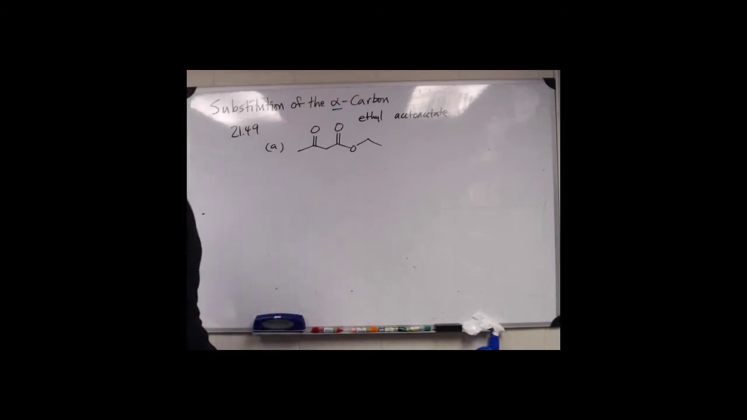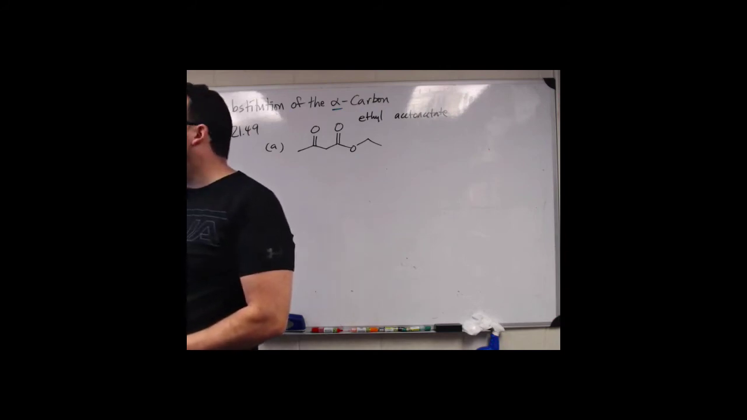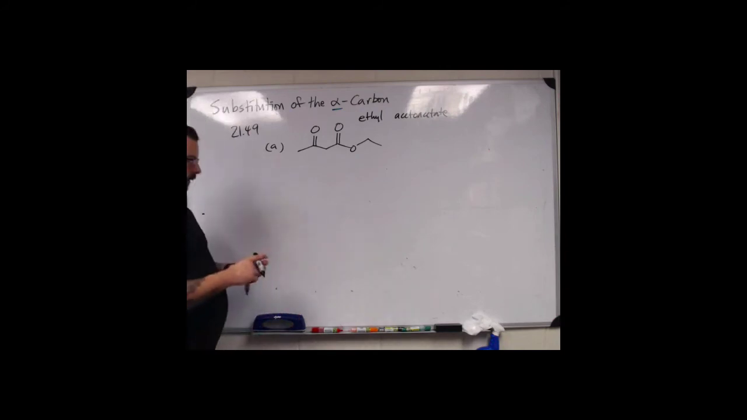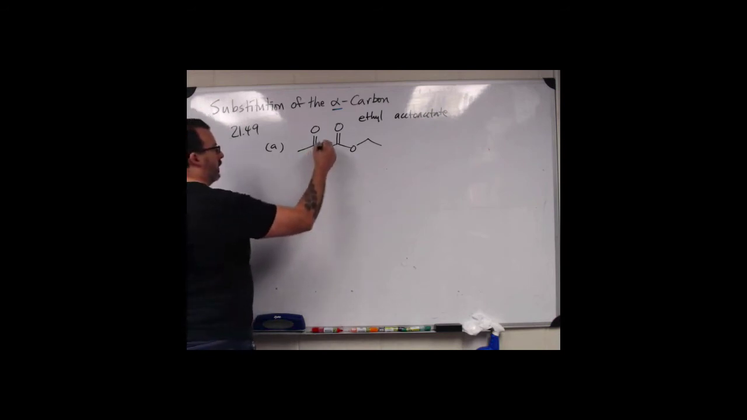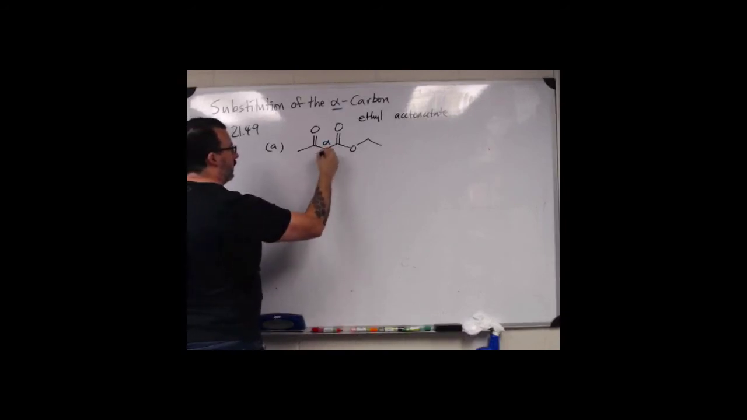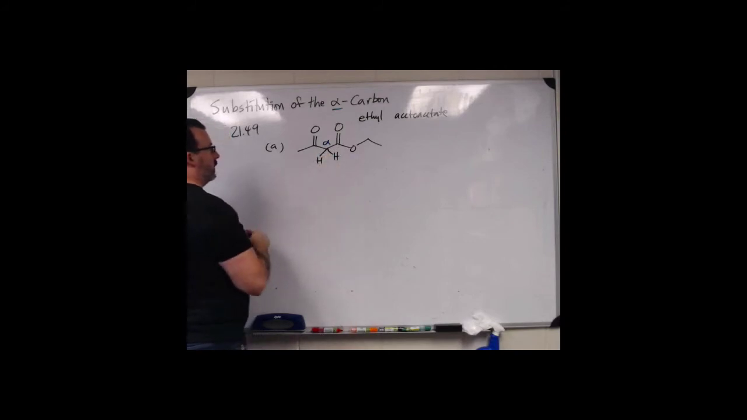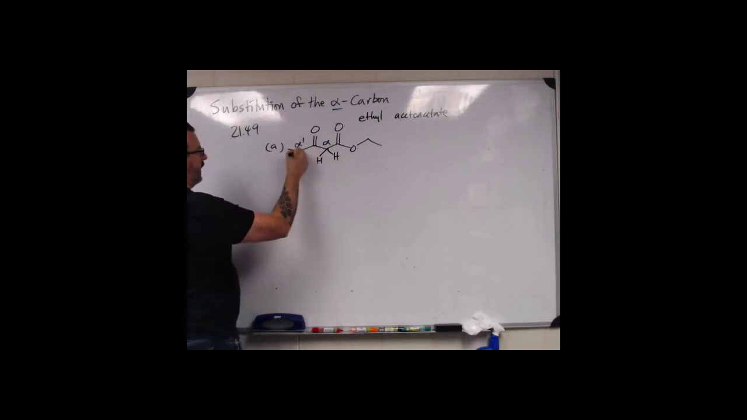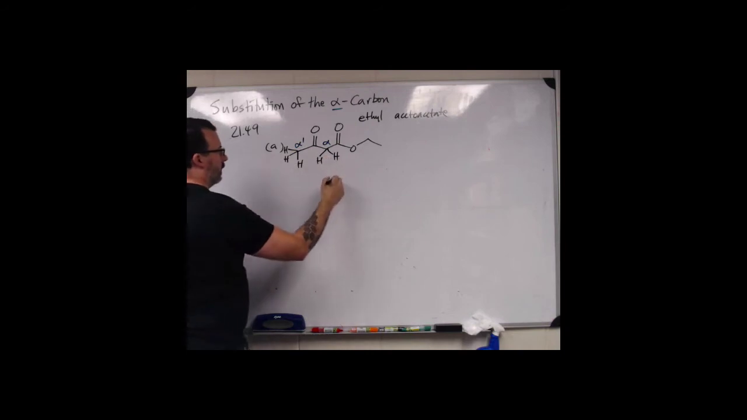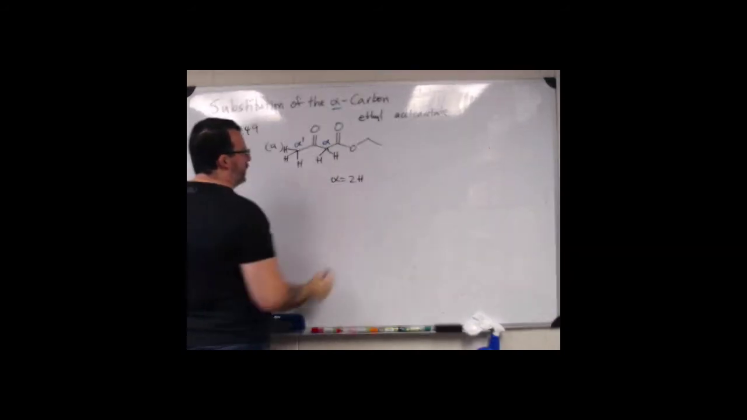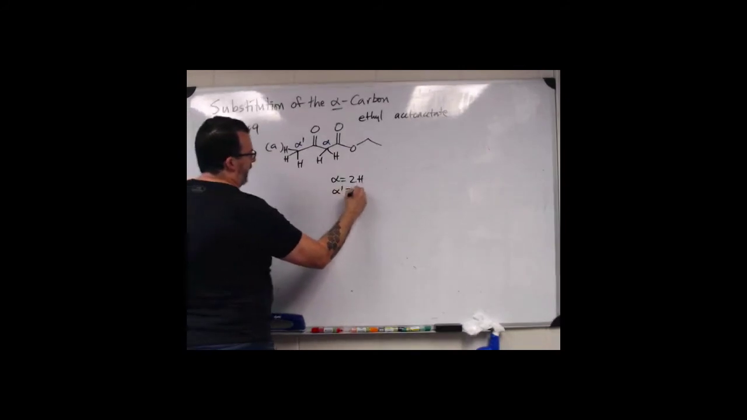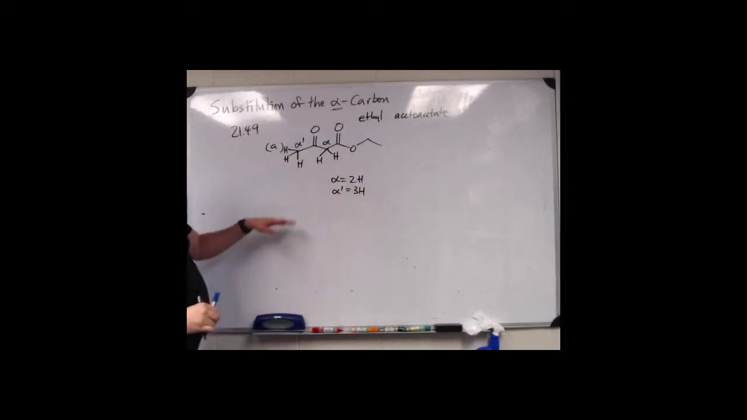So the majority of you are typing in 2. So there are 2. So we have alpha and alpha prime. I'm telling you that they're different, and hopefully you can see that as alpha has 2 H's, alpha prime has 3 H's. So this compound has 2 different alpha positions.